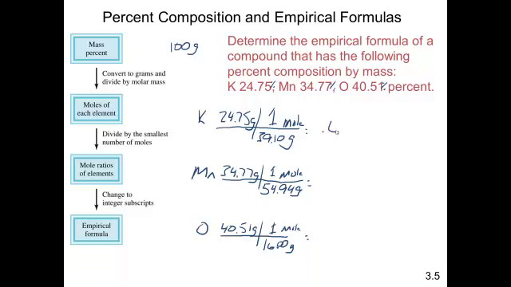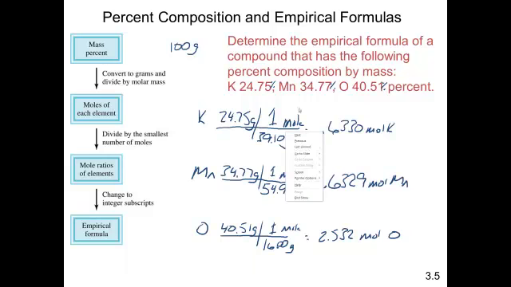And when we do this, we find that potassium is 0.6330 moles. And you can notice I have 4 significant figures because I have 4 significant figures of grams to start with. Manganese is 0.6329 moles of manganese. And lastly, for oxygen, we have 2.532 moles of oxygen. Alright, so we have gone from mass percentages to moles, and now we need to determine our mole ratio. How do we do that? We're going to divide by our smallest number of moles. So our smallest number of moles happens to be our moles of manganese.